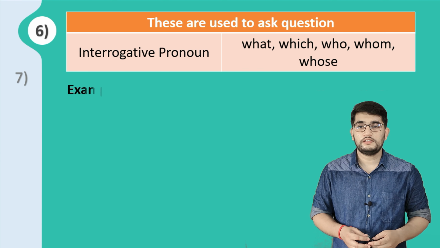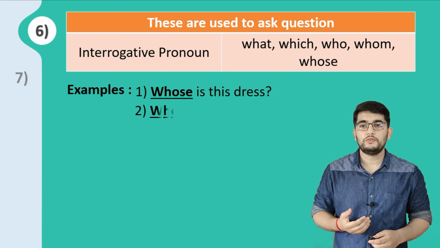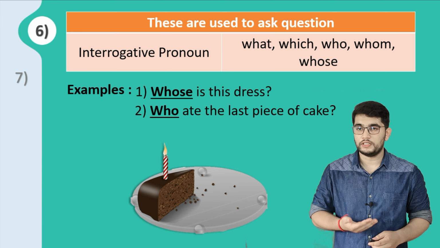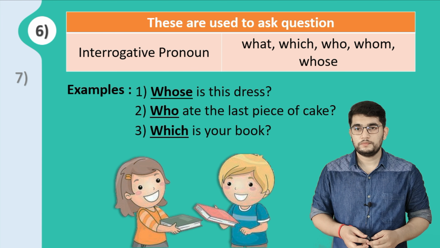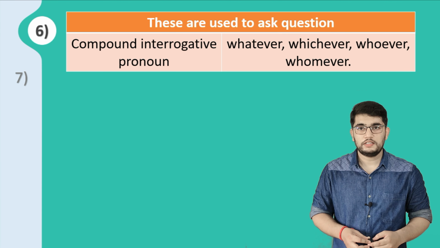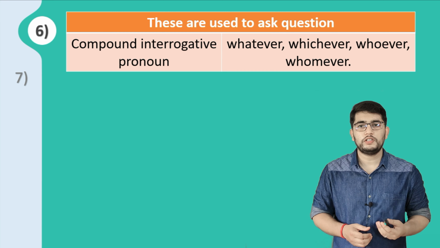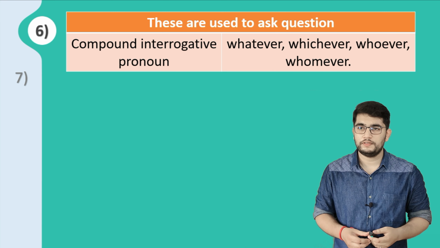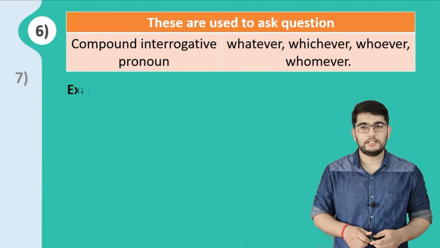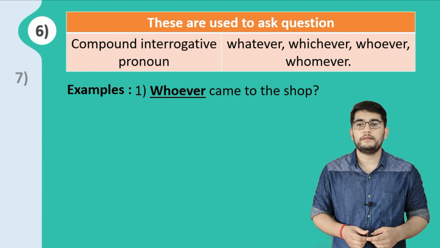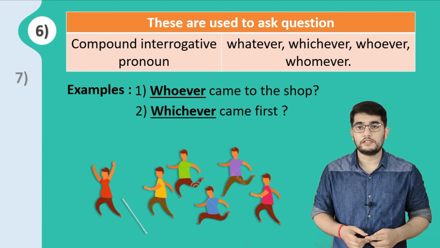Let's see the examples. Whose is this dress? Then who ate the last piece of the cake? Then which is your book? Let's see the next chart. That is about the compound interrogative pronoun. Now compound interrogative pronouns like whatever, whichever, whoever and whomever. Let's see the examples. Whoever came to the shop. Next example, whichever came first.